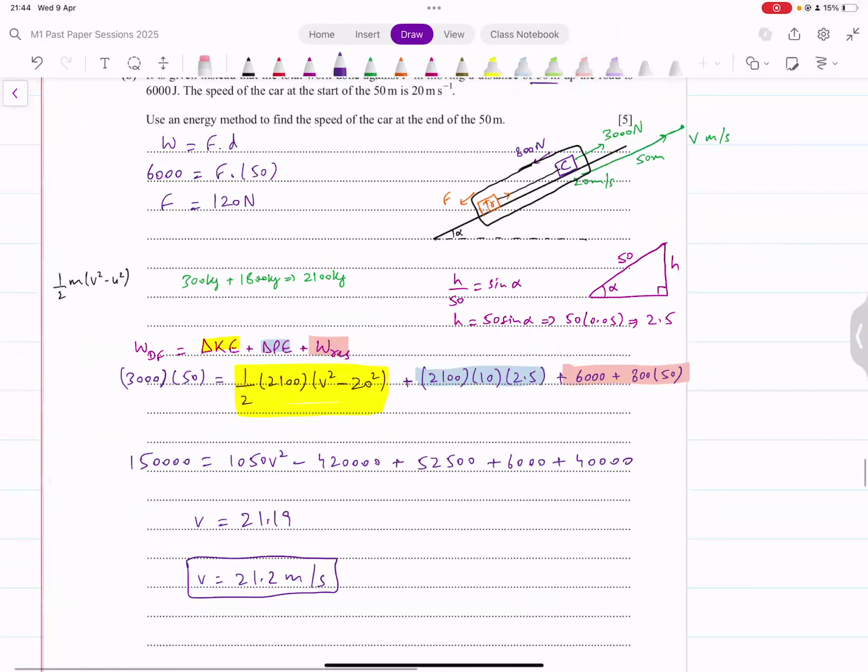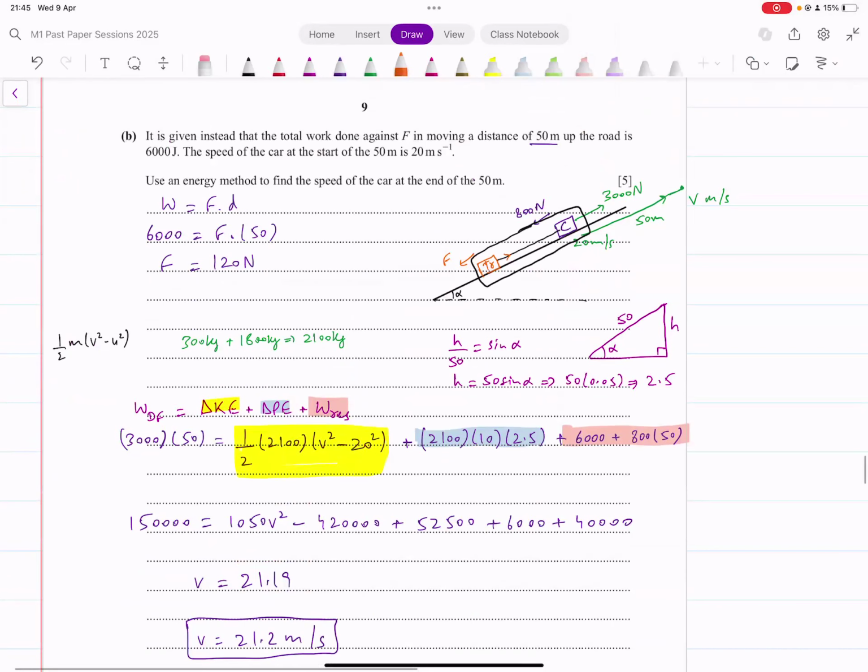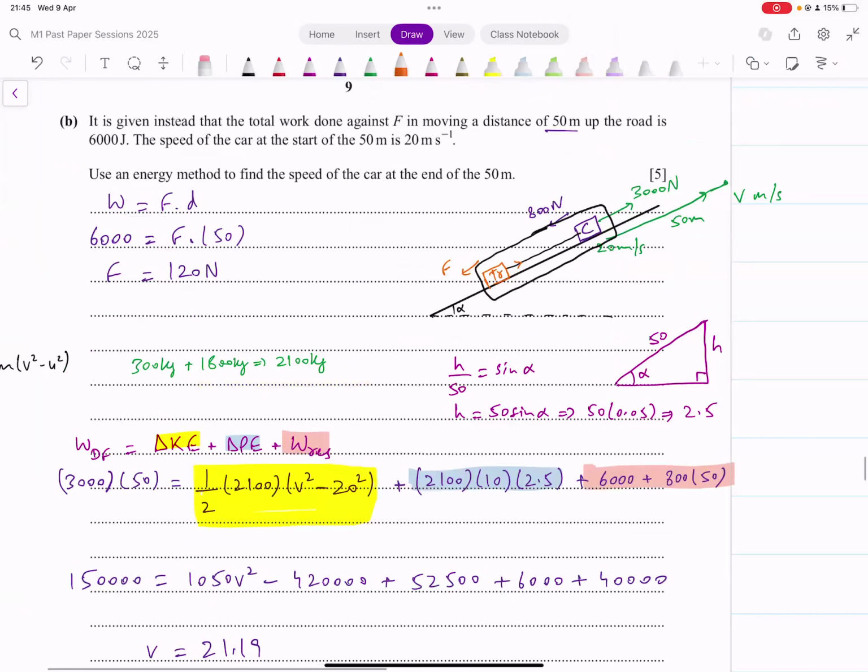Work done against resistance. There are two resistances. One is this, and one is this. We already know the work done against resistance, that's 6,000. If you want to do this again, you can say it's F. We found that value, 120. It turned out we did not really use that anywhere, but you could do 120 times 250, and that's the 6,000. For the other one, this is 800 resistance.